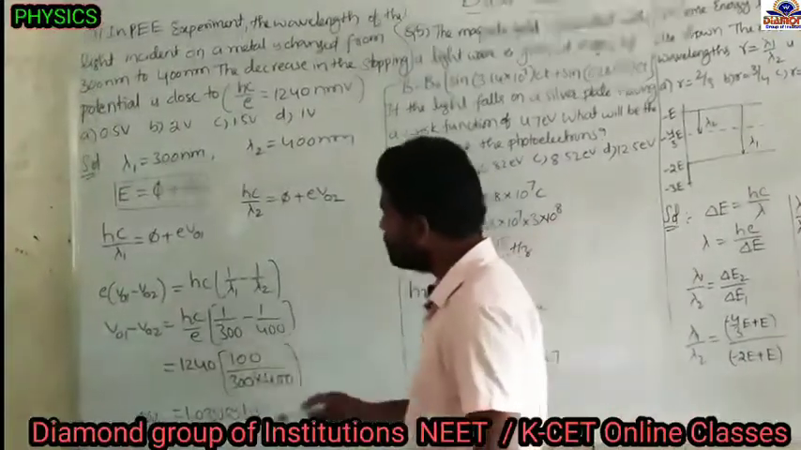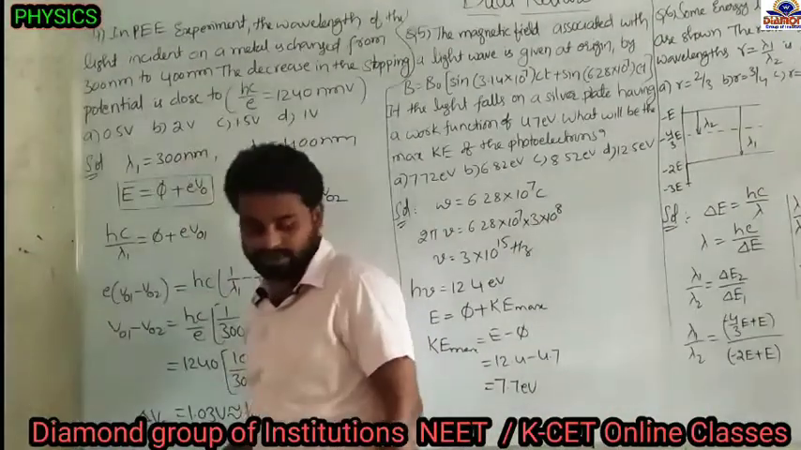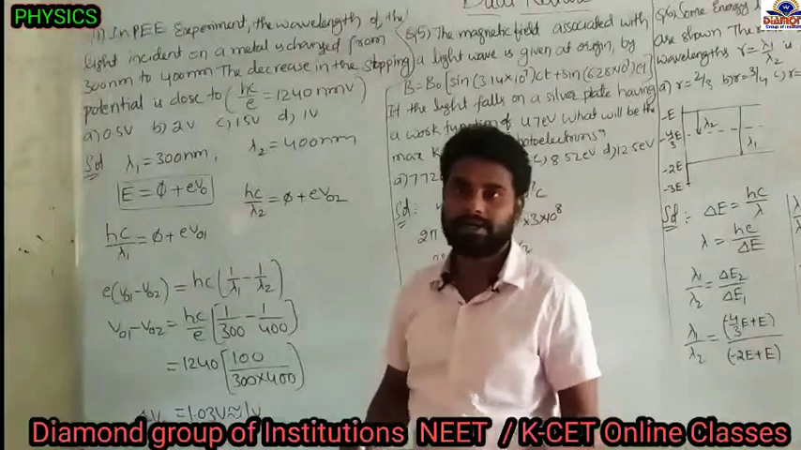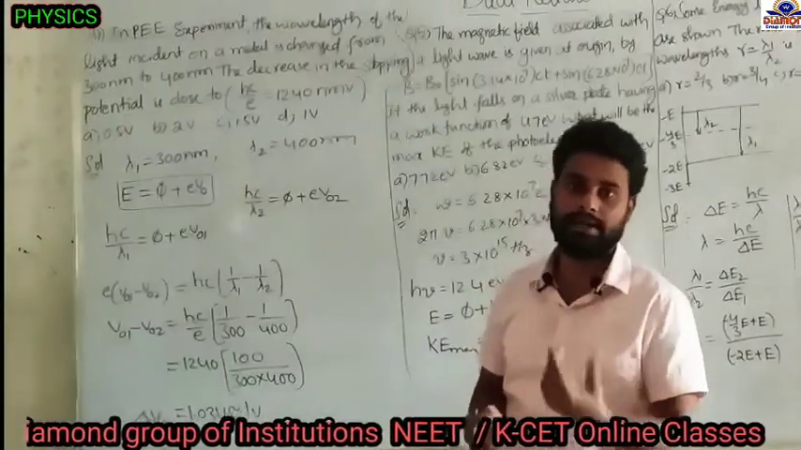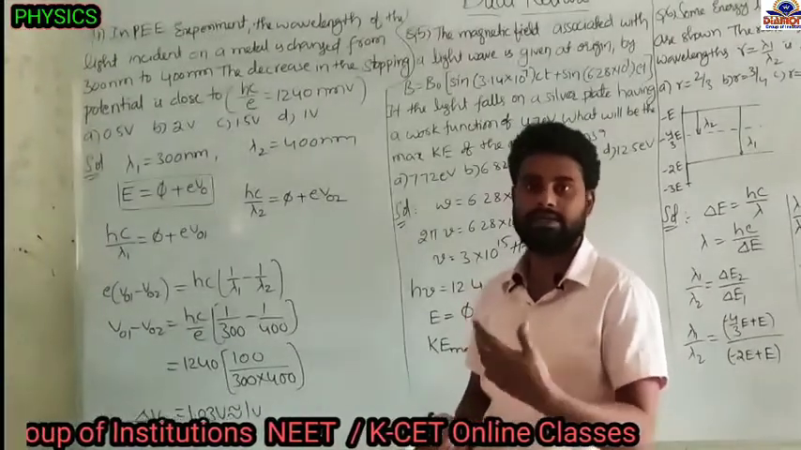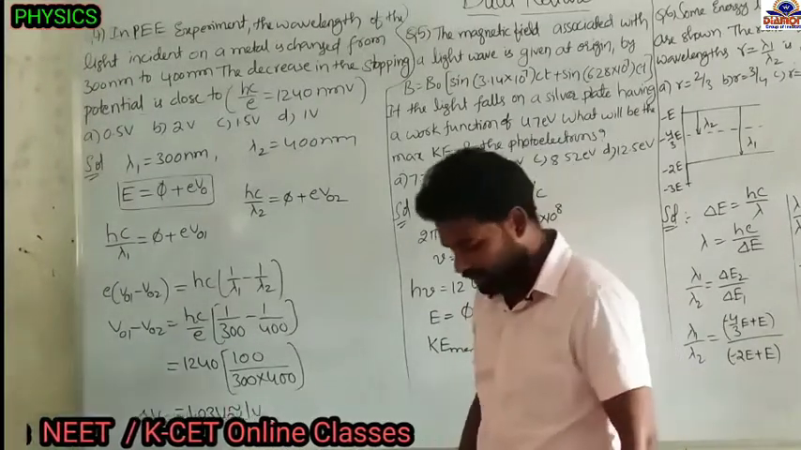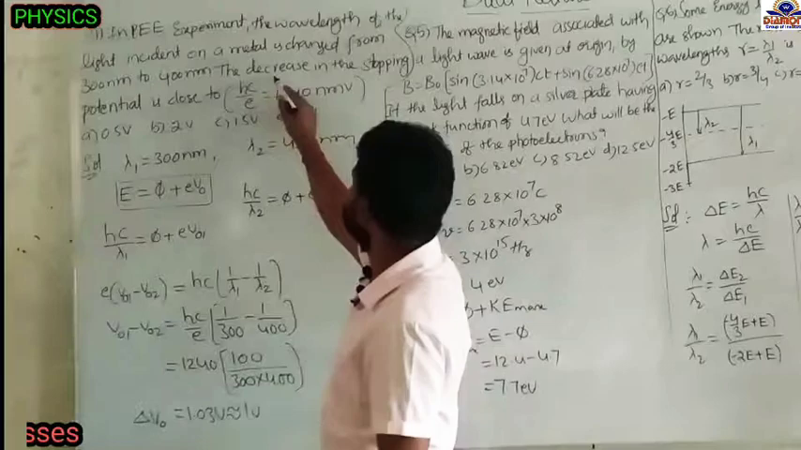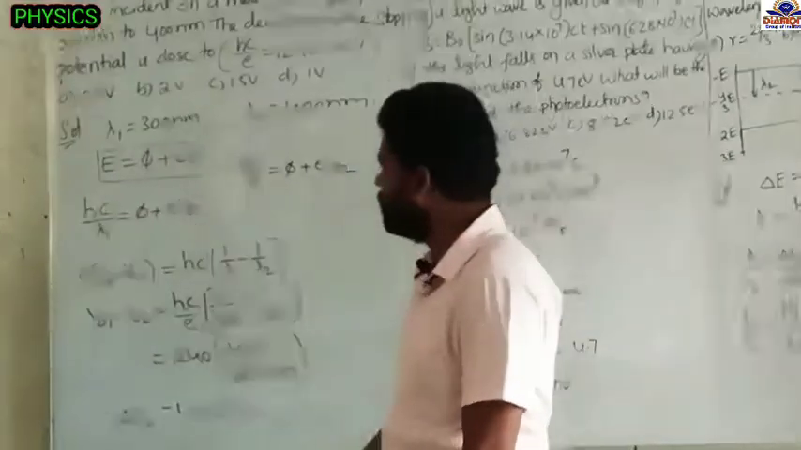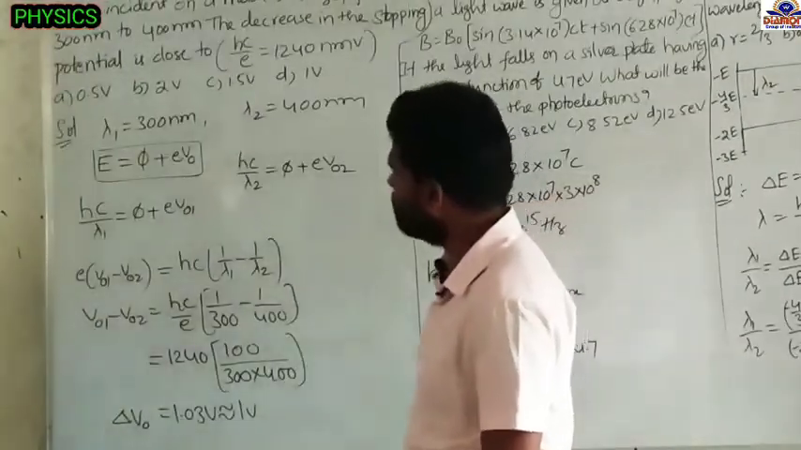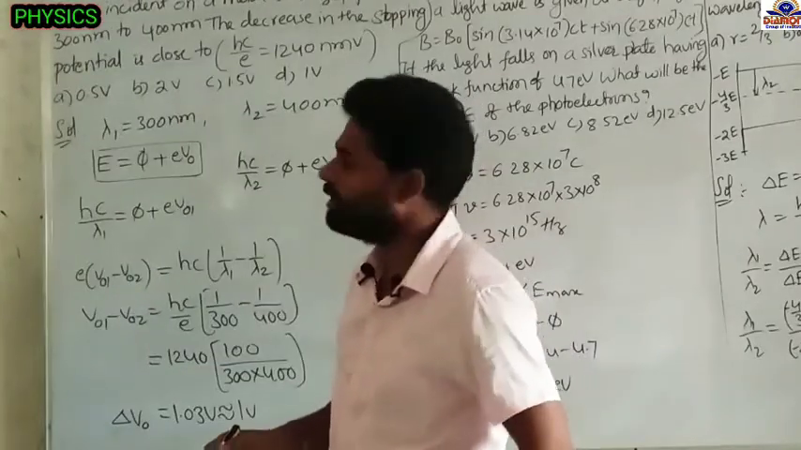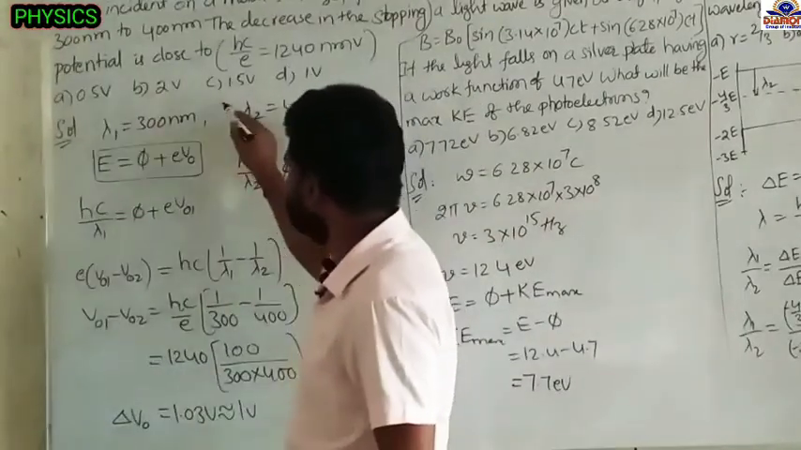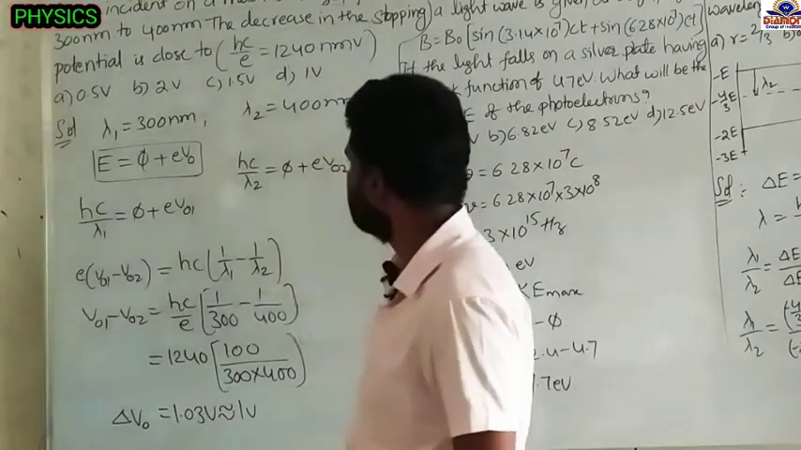So here wavelength is increasing. If wavelength increases, energy of the photon decreases. If energy of the photon decreases, kinetic energy of the electron decreases. Kinetic energy decreases, stopping potential also decreases. That's why they are asking the decrease in the stopping potential. Okay. So first, what is the given data we have to write? Wavelength is changed from 300 nanometer to 400 nanometer. So lambda 1 equal to 300 nanometer, lambda 2 equal to 400 nanometer.